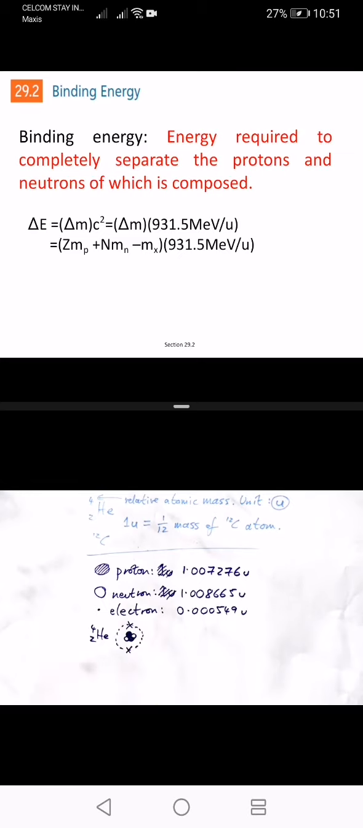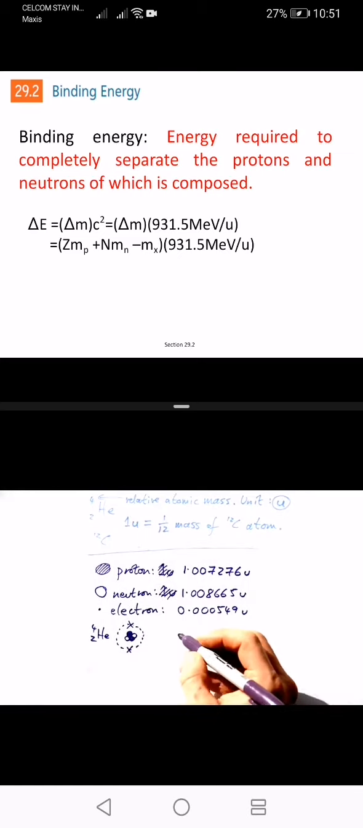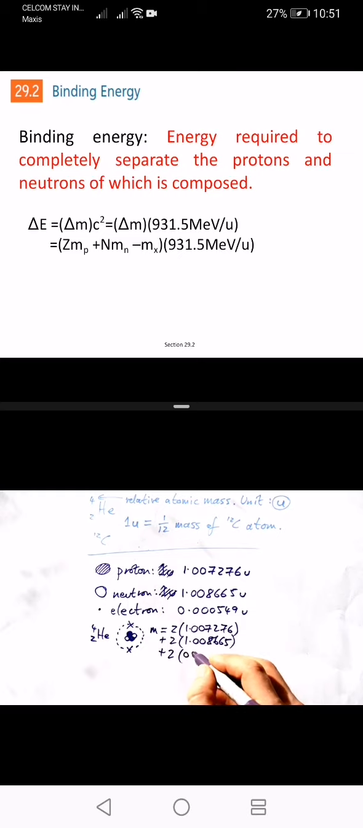Now if we actually have an atom of helium, then we have 2 protons, 2 neutrons, and we have 2 electrons in orbit. What should the mass of this be? It should be equal to 2 lots of this, plus 2 lots of this, plus 2 lots of this. Okay, I probably could have factorized for 2, but this is just to show. It should be the mass of 2 protons, 2 neutrons, and 2 electrons added up together.